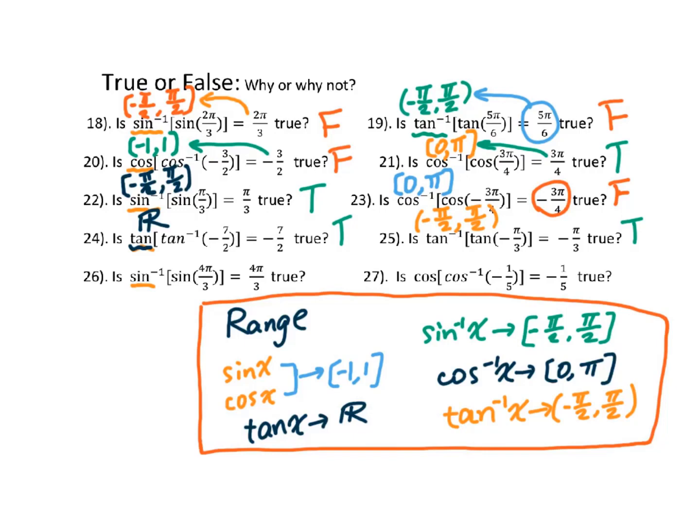For number 26, inverse sine range will be negative pi over 2 to pi over 2. 4 pi over 3 is not in this range. Therefore, this is false. 27, range for cosine is negative 1 to 1. And negative 1 over 5 is in this range. So this is true.